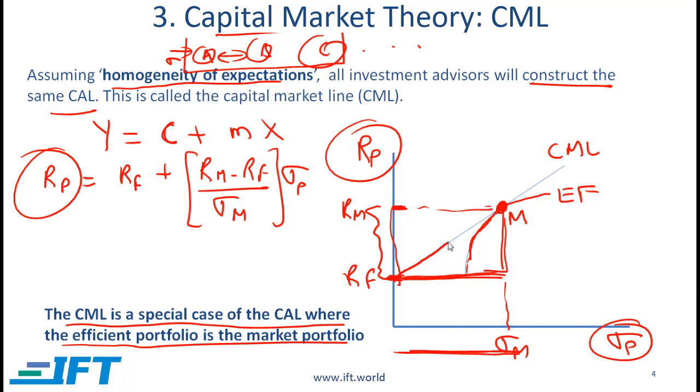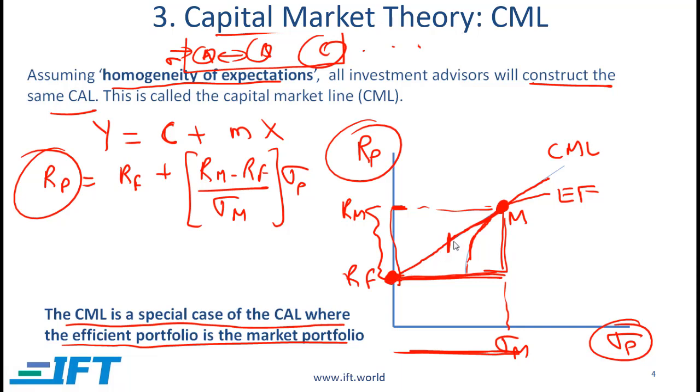Points along the CML represent a combination of the risk-free asset and the market portfolio. At this point, we are 100% invested in the risk-free asset. At this point, we are 100% invested in the market. Here, we are invested 50% in the risk-free asset and 50% in the market. As we get closer to M, the weightage in the market portfolio increases. This concept is exactly what we discussed earlier with the capital allocation line.